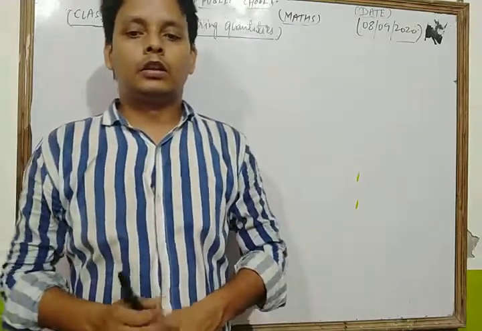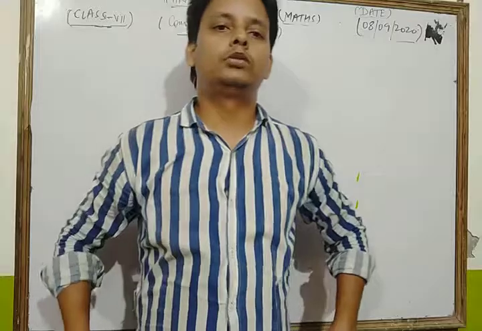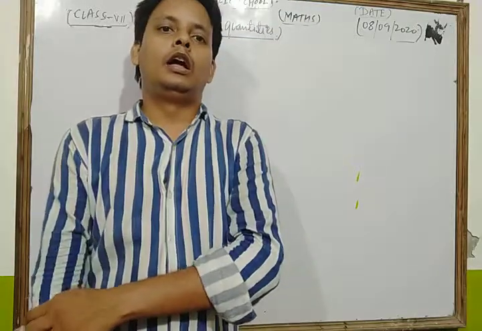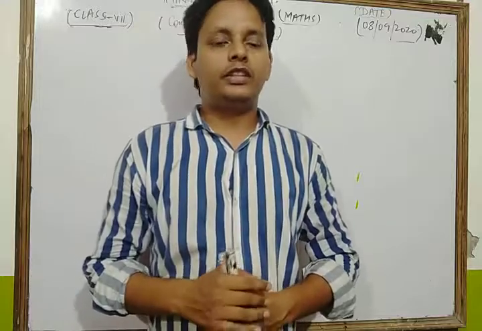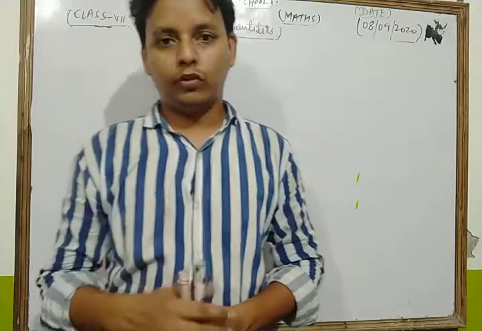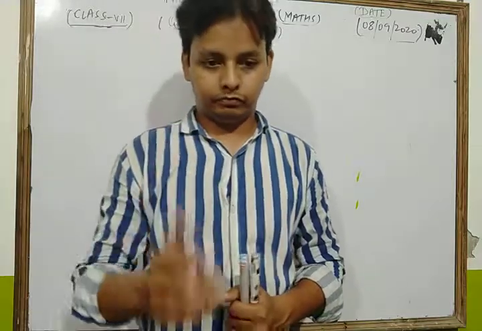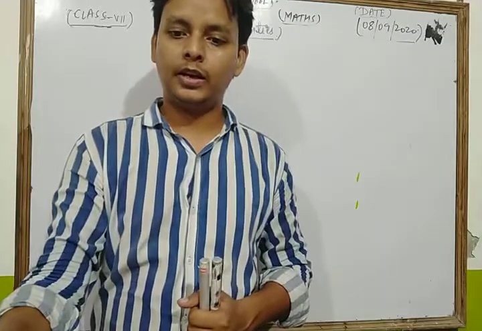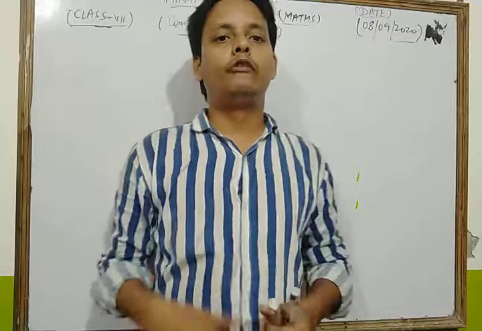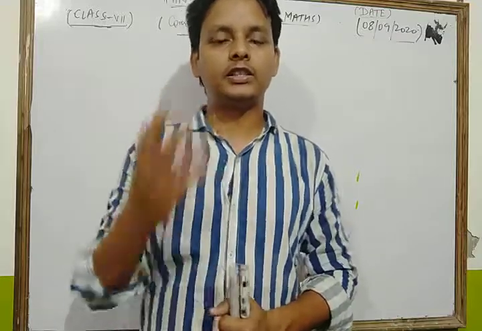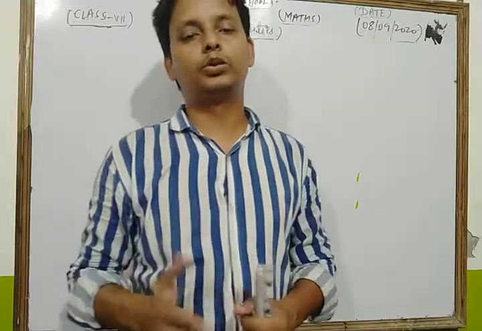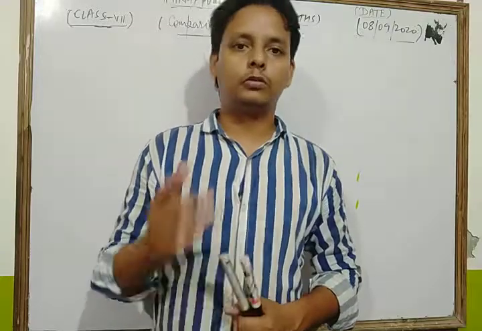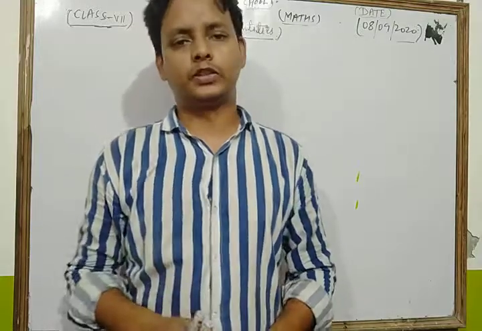Dear students, in the previous class we discussed the chapter Comparing Quantities, and in that chapter we discussed some formulas based on selling and buying of an object. Buying and selling means we discuss the cost price, the selling price, the formula for the profit percent, and we also discuss the formula of loss percent.